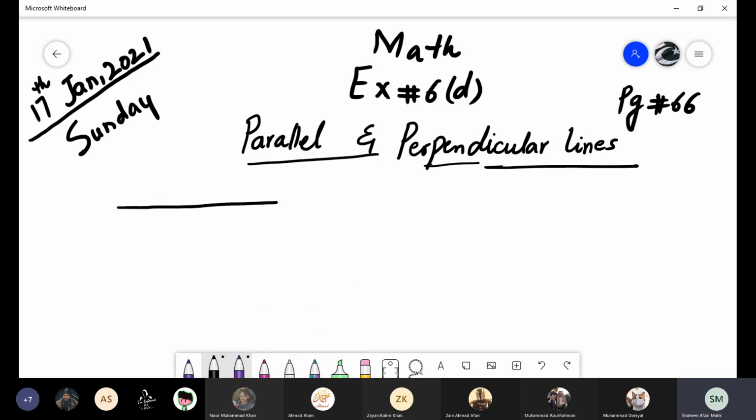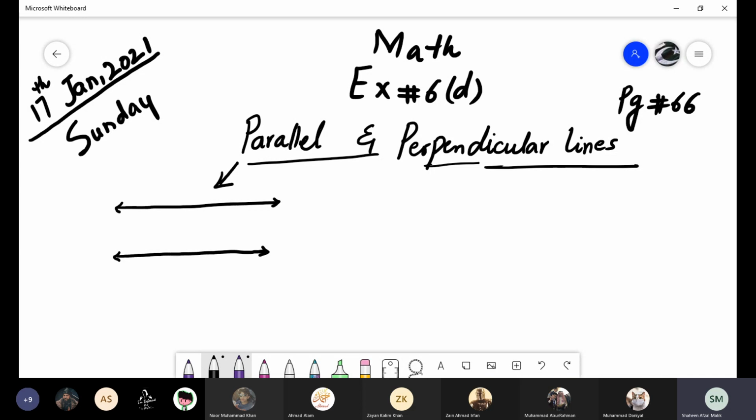What are the parallel lines? Parallel lines are these shape of lines. They are having the same distance and they are moving in the same direction, but they never meet each other. These are called parallel lines. They never intersect, and they are having the equal distance at any point, and they never intersect each other.